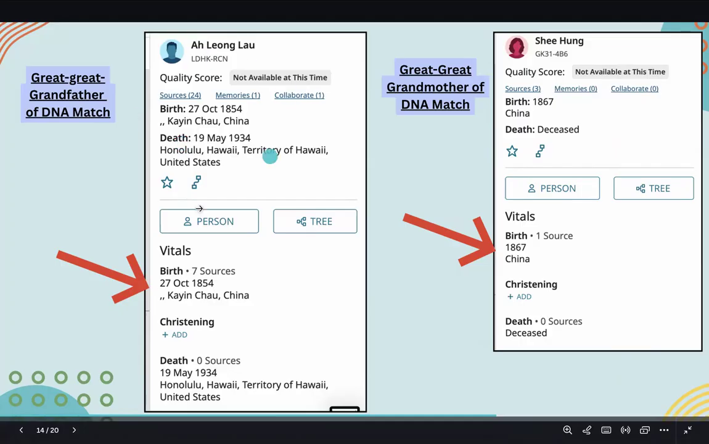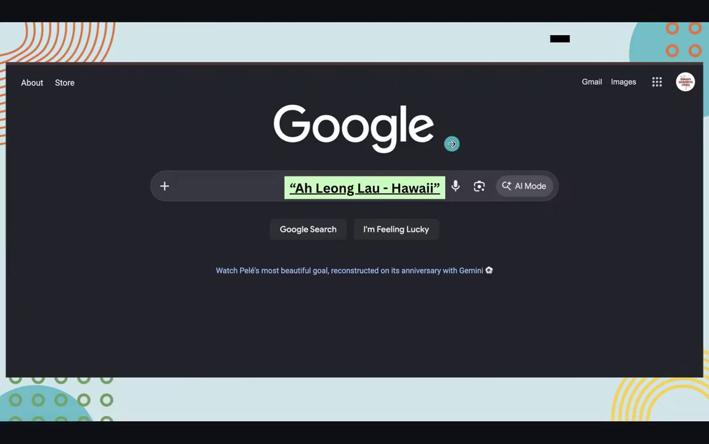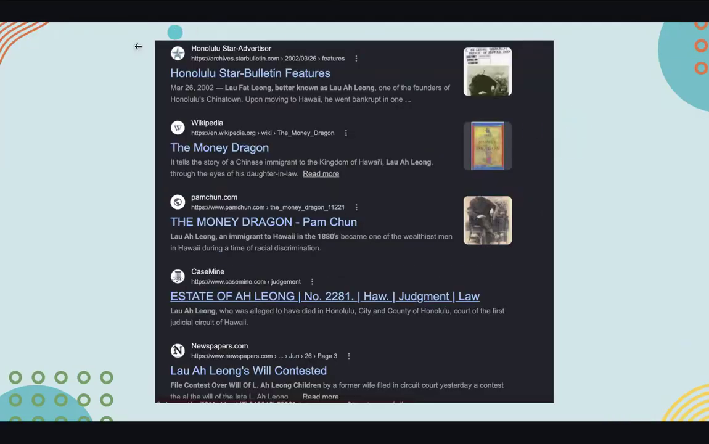So again, I'm now interested in this great-grandparent level. So then I went back to Google and Googled A Luang Lao, Hawaii, because again, I know the Chinese Exclusion Act is going on at this time. I know there's a lot of times that he would have to be documented if he was traveling here and in China. Okay, initial Google search shows that there's actually a good bit here.